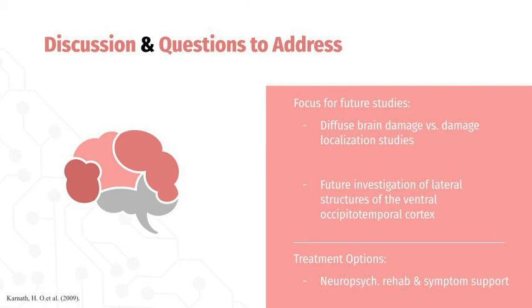Additional studies involving investigation of the lateral structures of the ventral occipitotemporal cortex to determine their role in shape and contour recognition should also be considered and performed. While there is no specific treatment for visual form agnosia, neuropsychological rehabilitation and symptom support are clinical considerations for the neurological disorder.